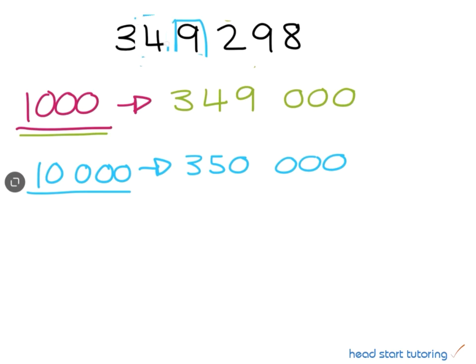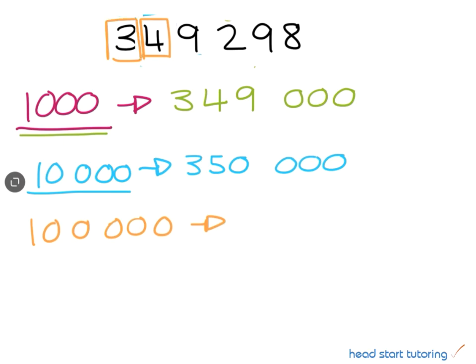Right, let's now have a look at our hundred thousands. If we want to round this number off to the nearest 100,000, we need to see that we currently have 300,000s, and we want to see whether this number is going to round to 300,000 or 400,000. Because in our 10,000 place value we've got a 4, 4 10,000s, we know that this 3 is not going to round up, it's going to stay the same.